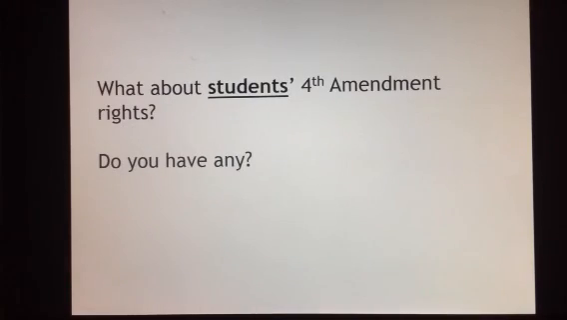What about students' Fourth Amendment rights? Do you, as students, have any? That will be the subject of Lesson 39.